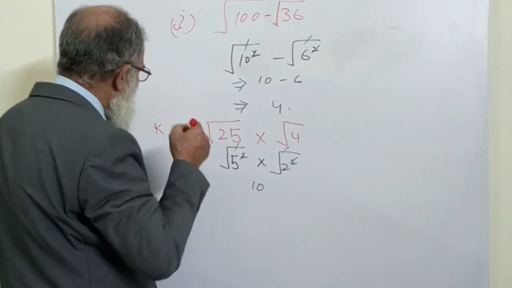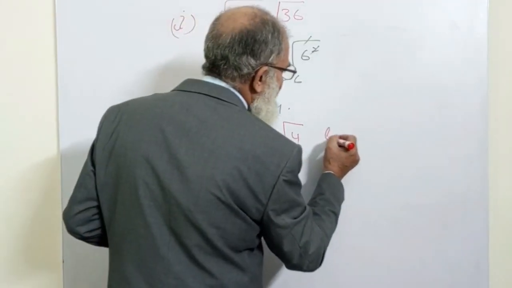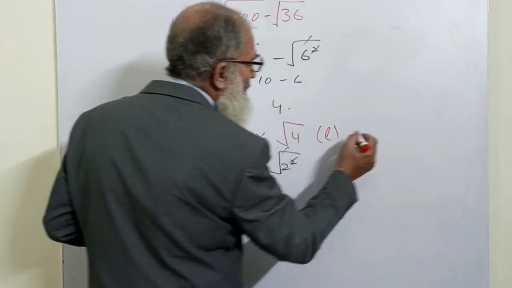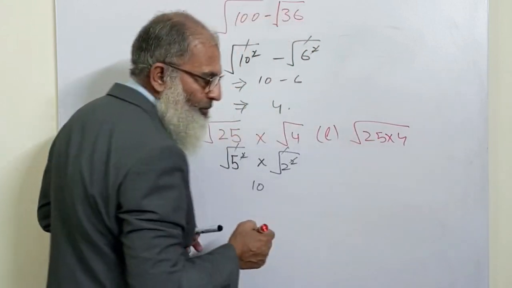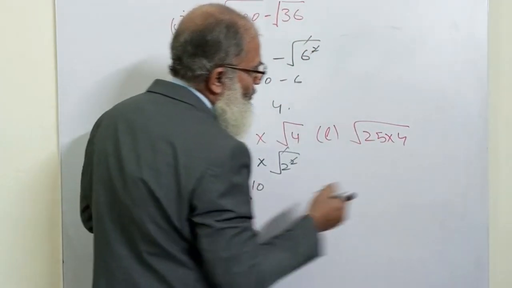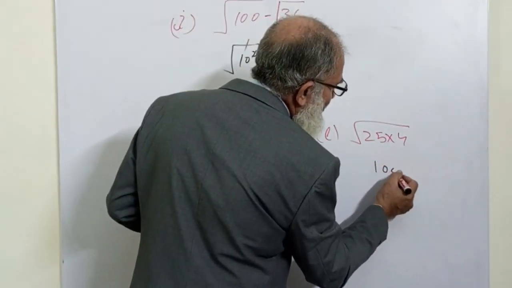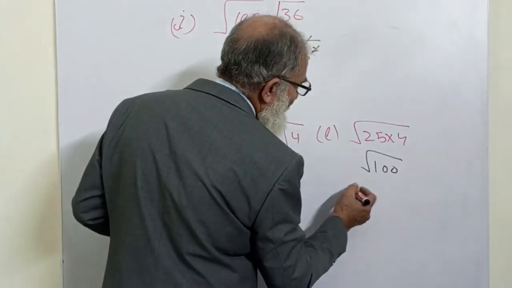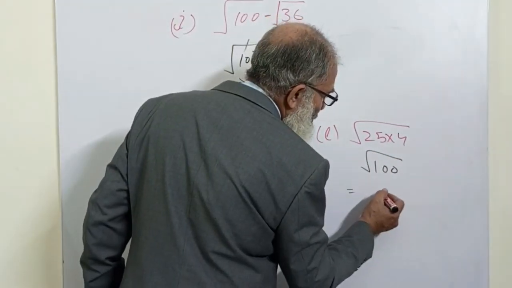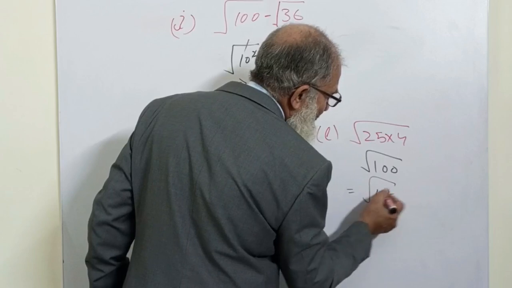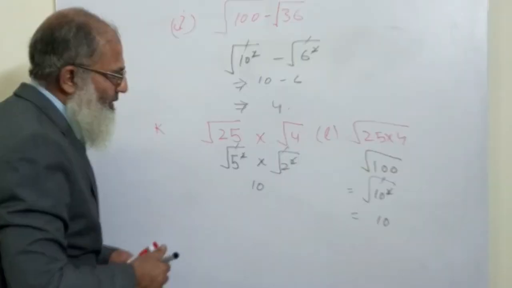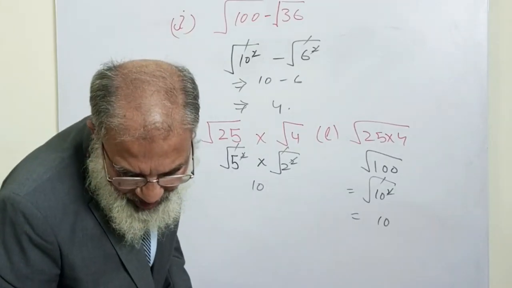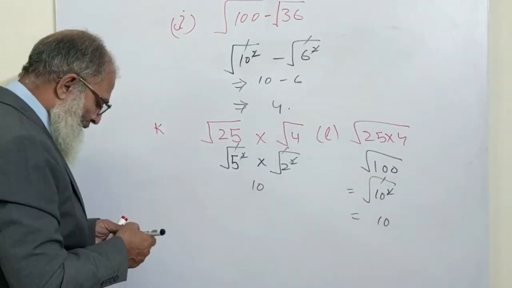Now in the very next part, L, what has he done? Root of 25 multiplied by 4 in the same root. So what comes over here? 100, and sometimes you see that it comes the same answer, and it is 10. The answer is the same.